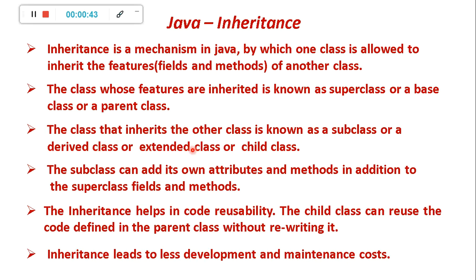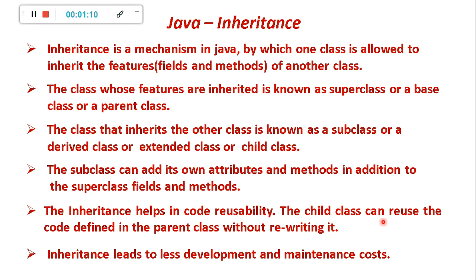So, inheritance is a mechanism using which one class will acquire the attributes and methods of another class. The subclass can add its own attributes and methods in addition to the superclass fields and methods. The inheritance helps in code reusability. The main advantage of inheritance is code reusability.